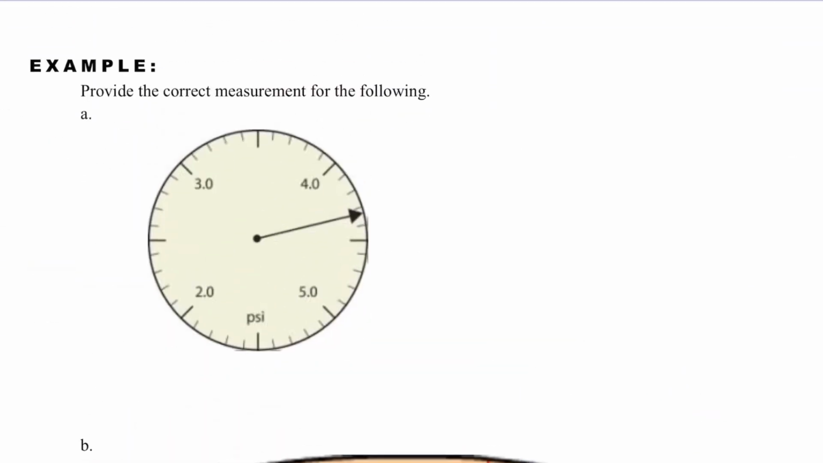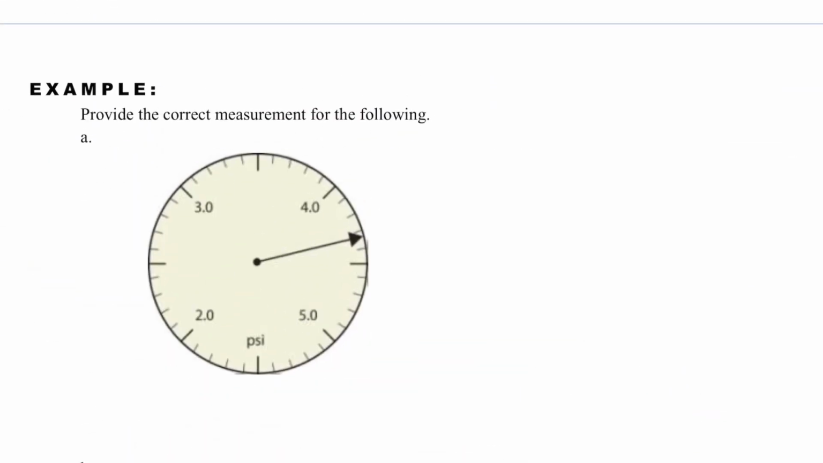Okay, so here's what we want to look at. We have 4 and then 5. Okay, so our dial is somewhere in between 4 and 5, and so this must be 4.1, 4.2, 4.3, 4.4, 4.5, and so on. And so we are past 4.3. So these are certain digits.